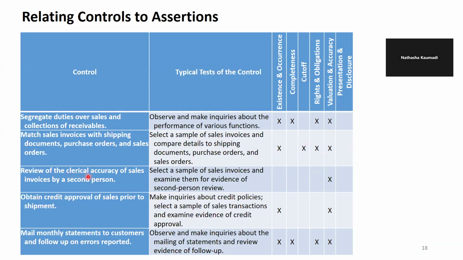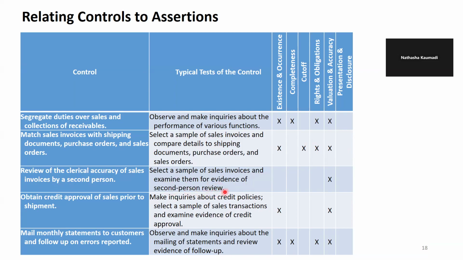Review of the clerical accuracy of the sales invoices by a second person. You just calculate, not you, company personnel, just review the accuracy of sales invoices, mathematical accuracy, and the information accuracy. Select a sample of sales invoices and examine them for evidence of second person review.